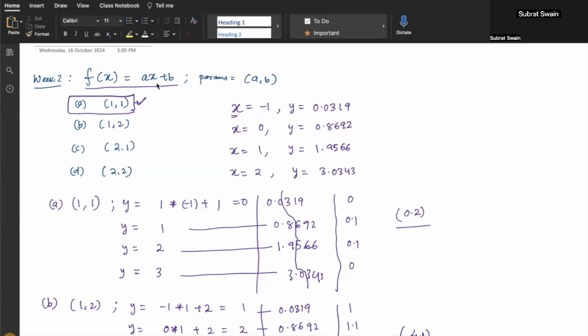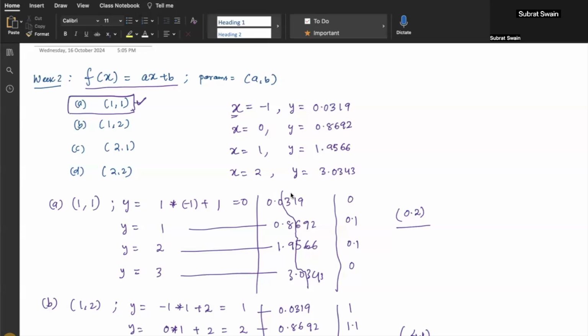The value that we are calculating is ax plus b, so that is 1 into -1 plus 1. Here it will be 0, here it will be 1, 2, and 3. These are the predicted values of y, and these are the actual values of y that we have with us. What I need to do is find the difference between them.